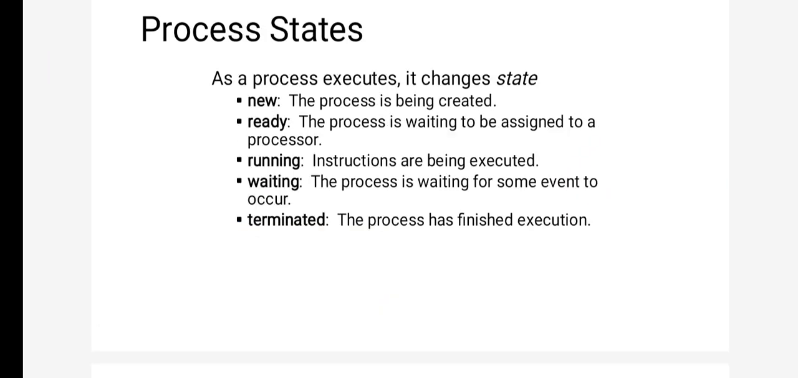In process states, as a process executes, it changes state: new, ready, running, waiting, terminated. The process is being created in new. The process is waiting to be assigned to a processor in ready. The instructions are being executed in running. The process is waiting for some event to occur in waiting. In terminated, the execution has finished.